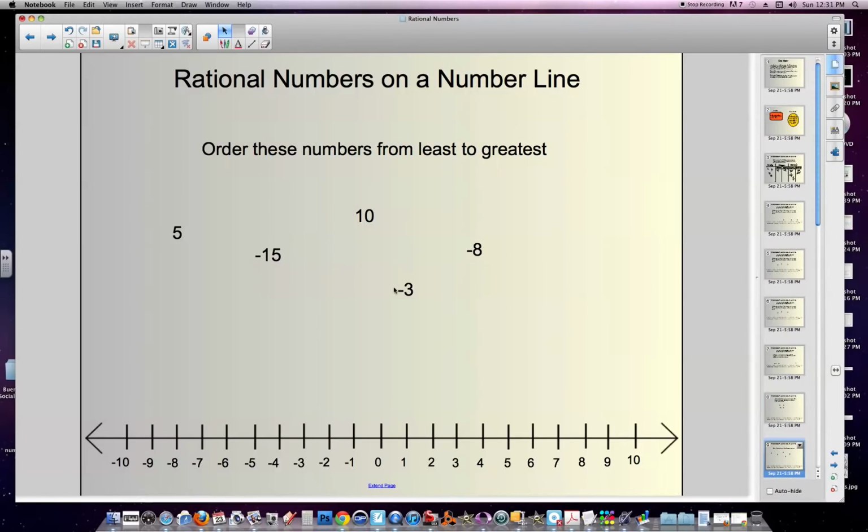So I ask you to order these numbers from least to greatest. And we can actually do this just by simply putting them on the number line, right? The least, negative 15, is going to be way over there. Negative 15 is the smallest because it's way to the left. Then we have negative 8. Then we have negative 3. The next number to the right is 5. And then the number furthest to the right, or the greatest or largest number, is 10.